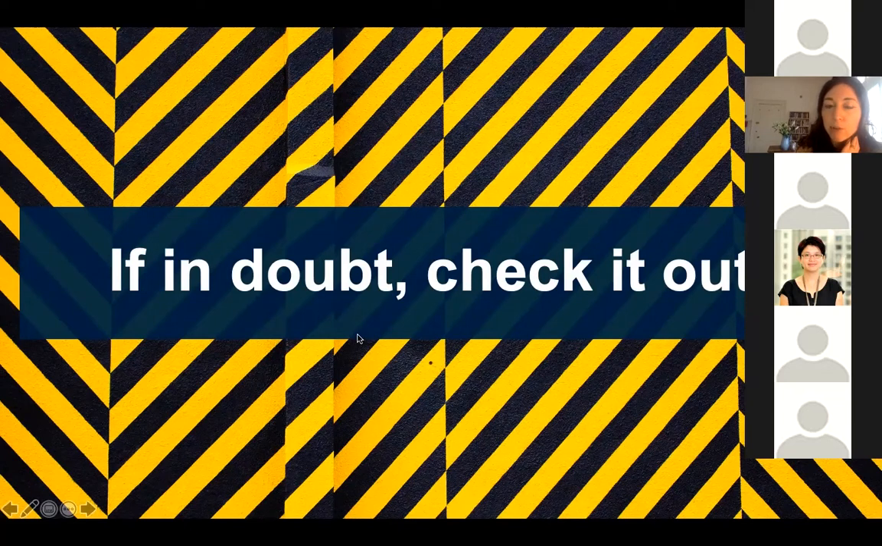Same goes for anything. If you're unsure of anything you've written, facts, whether the fact is correct, go back and check it. So no point leaving it to chance, basically.